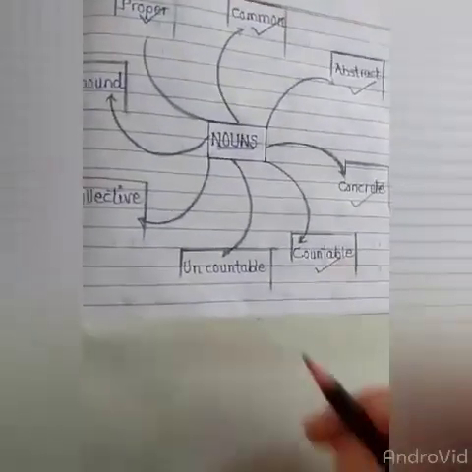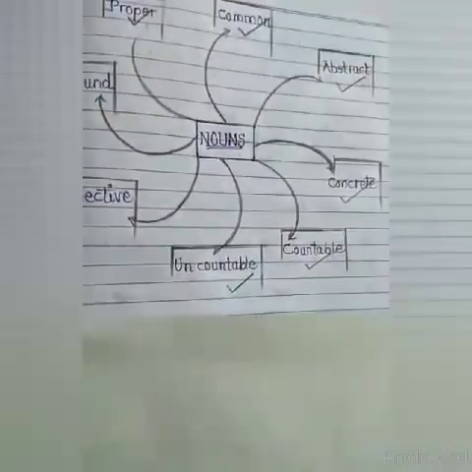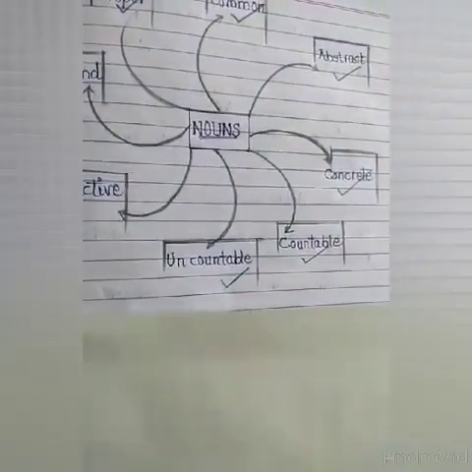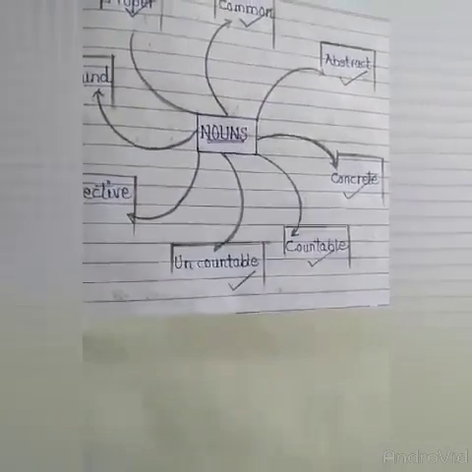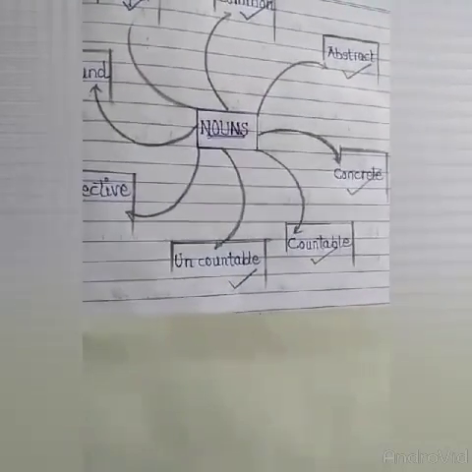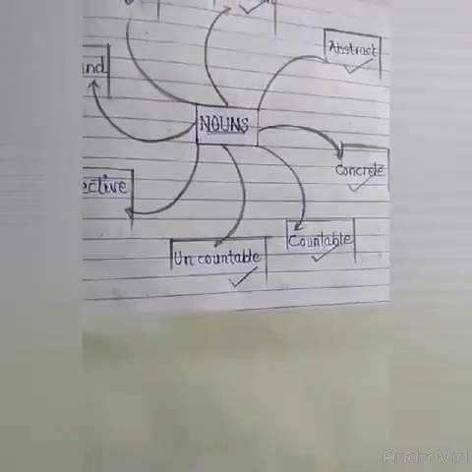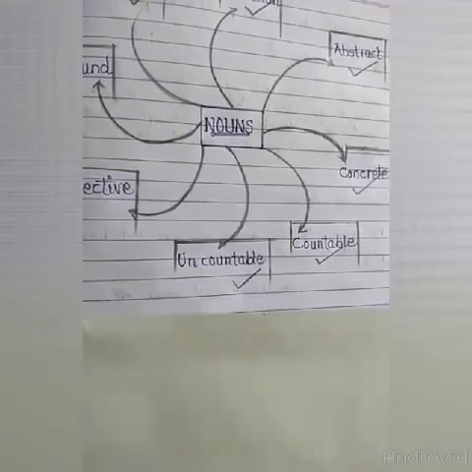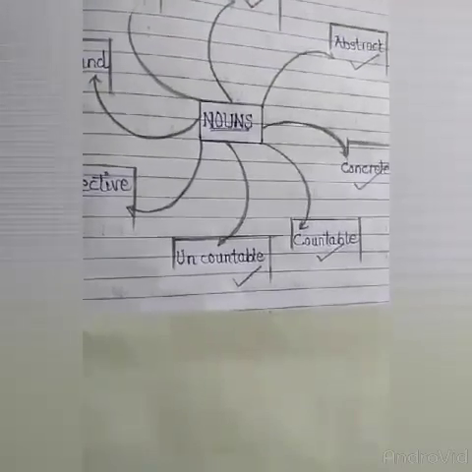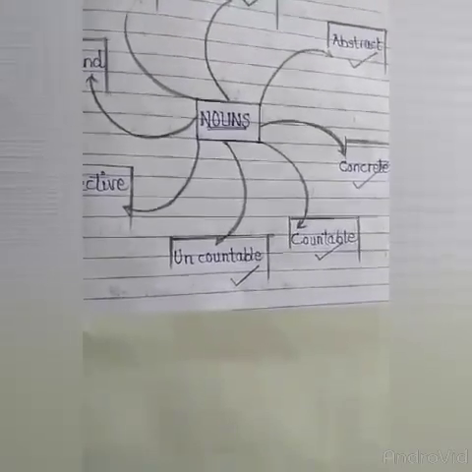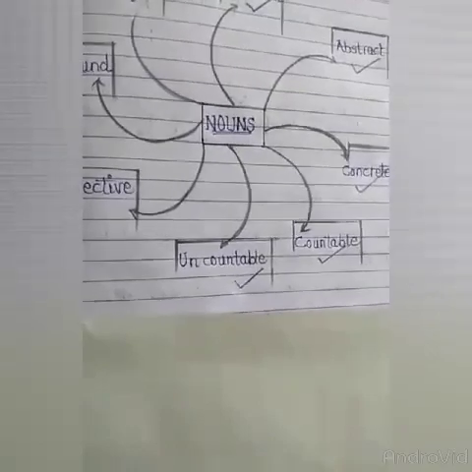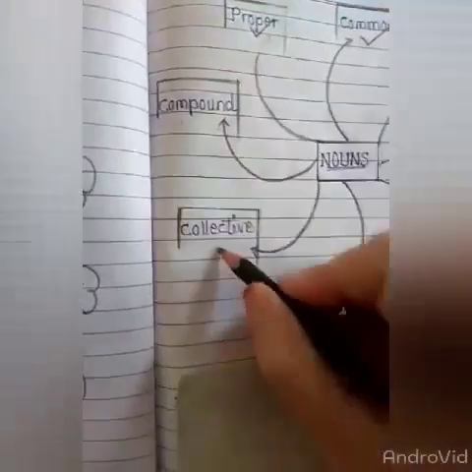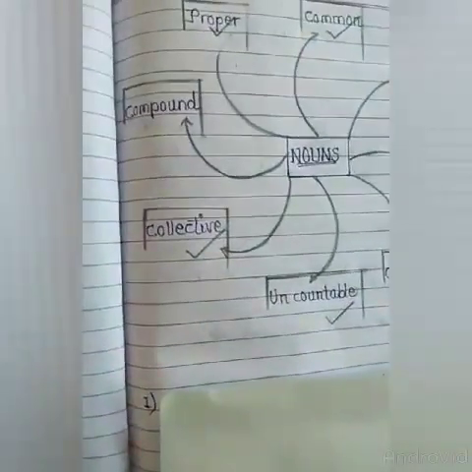Now, let's move to uncountable nouns. The nouns that cannot be counted are called uncountable nouns, completely opposite of countable nouns. Names of substances like milk, oil, rice, gold, and so on. And abstract things like beauty, joy, friendship, etc. are uncountable nouns.